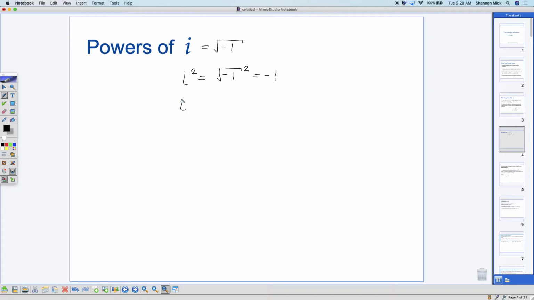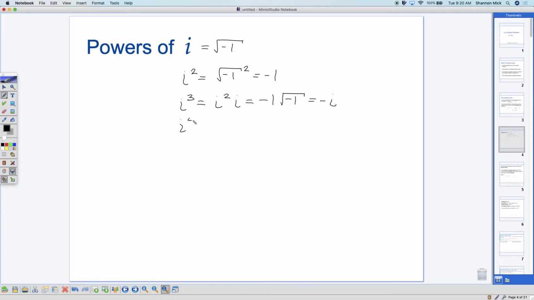So I have i cubed. i cubed would be i squared times i, correct? What is i squared? Negative 1. And what is i? Square root of negative 1. So it is negative i, because we don't want the square root of negative 1, do we? No. So i cubed is negative i.